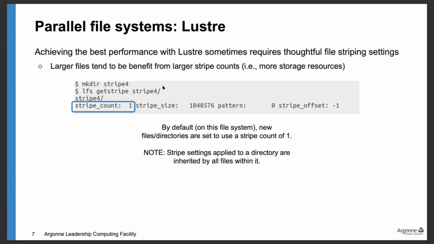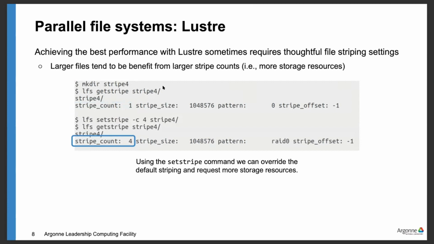Just as a quick example, I'm doing mkdir to create a directory, and you can see, based on querying the stripe information with getstripe, that the stripe width or stripe count is 1. Stripe count and stripe width are basically the same thing. And again, that's the default. These settings are inherited for all files within the directory. So every file you create in this directory will have the same stripe settings.